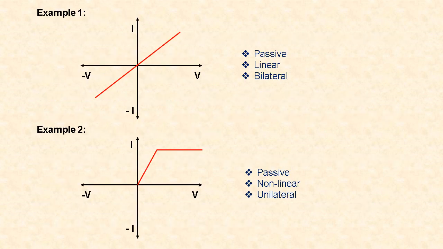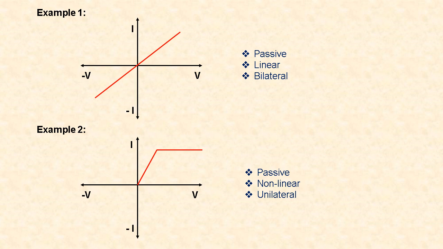Let us understand this by using examples. First example, if you see the VI characteristics, it is a straight line passing through the origin. So it is a linear element. Next, the impedance, that is voltage by current, is positive in both directions, that is in the first quadrant and also in the third quadrant. So it is a passive element, and also it offers the same impedance value in both directions, that is first quadrant and also third quadrant. So it is a bilateral element.